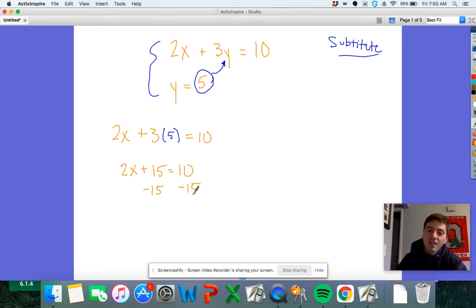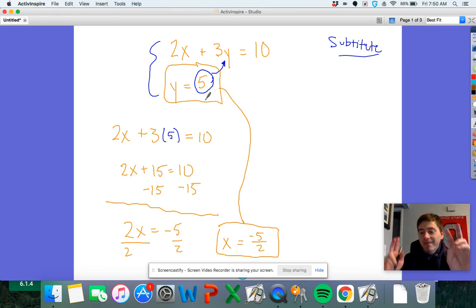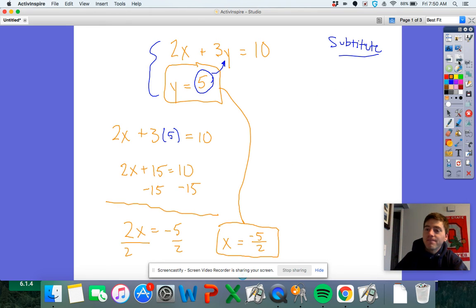So let's subtract, and you can see I will line these up. We had been not lining them up because they're not like terms, but these are like terms, so I will line them up. 2x equals 10 minus 15 is negative 5. And then since it's multiplication, we'll divide by 2, and x is negative 5 halves. Okay, so whenever there's two variables, you're going to want two answers. Two solutions, one for each, because y is 5, x is negative 5 halves.